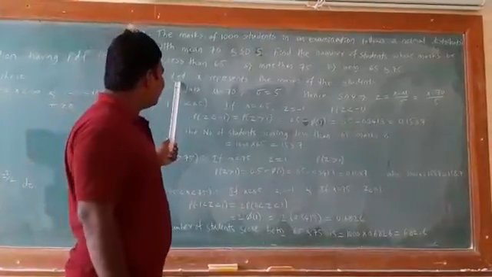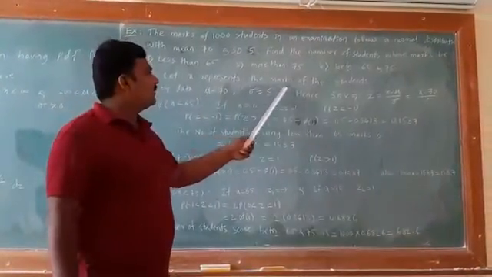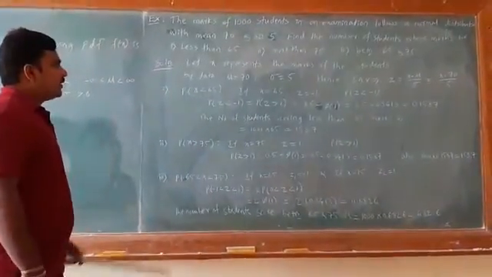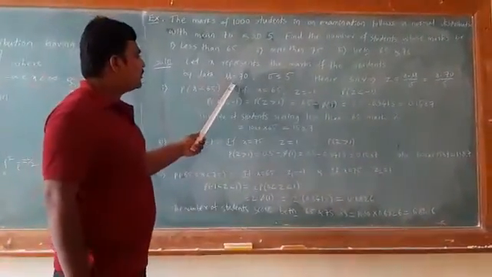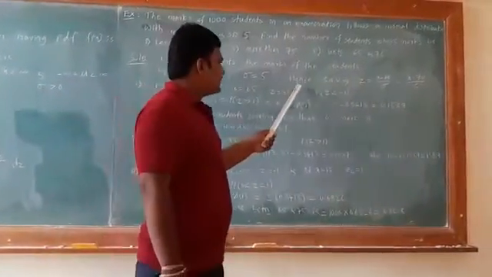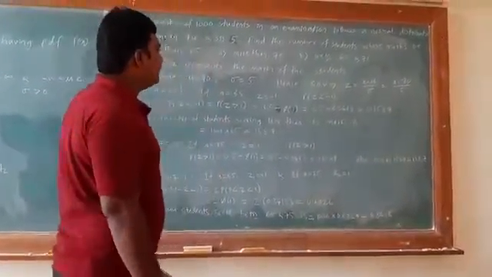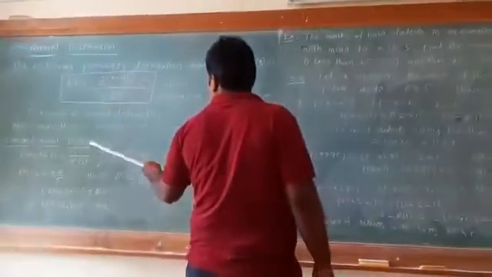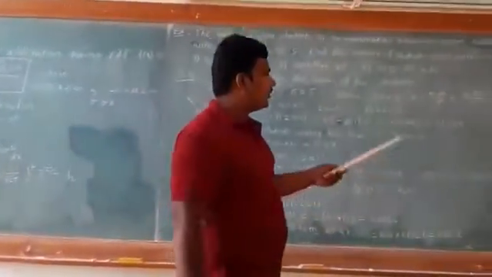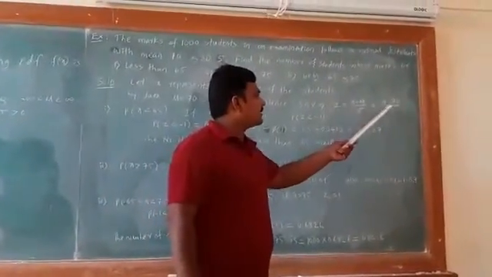Solution: let x represent the marks of the students. By data, mu is equal to 70 and sigma is equal to 5. Hence, we know the standard normal variate formula is z equal to x minus mu divided by sigma. So x minus, what is mu?